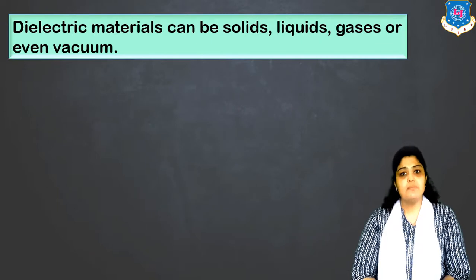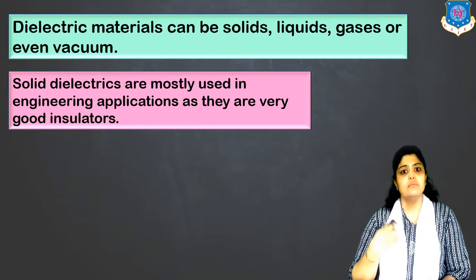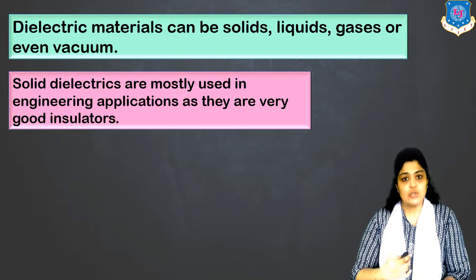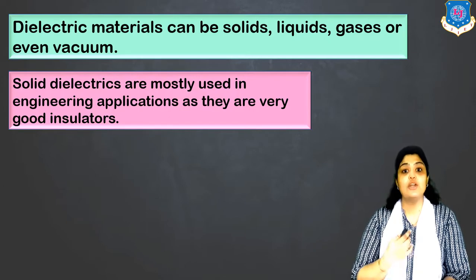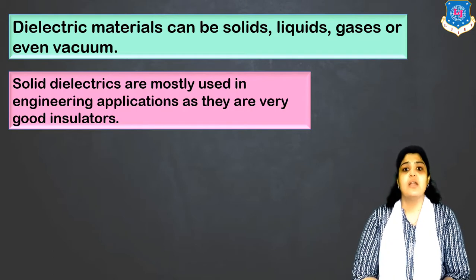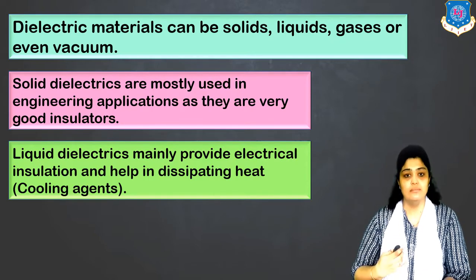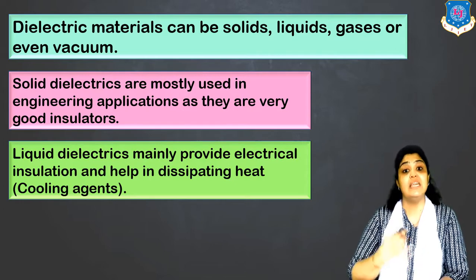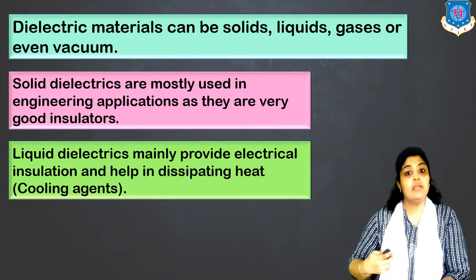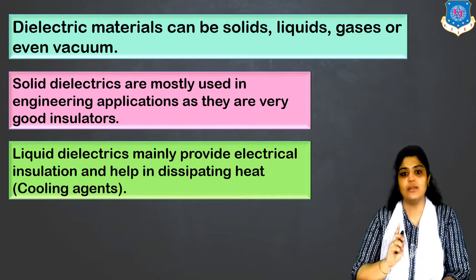Now, dielectric materials, as I said, can be classified as solids, liquids, gases or even vacuum. Solid dielectrics are mostly used in insulating applications as they are very good insulators. They are basically used to store charges also. Talking about the liquid dielectrics, they mainly provide insulation as well as cooling. They are very good at heat dissipation. So they are mainly used as cooling agents. So the purpose of using a liquid dielectric is as a coolant, you can say.